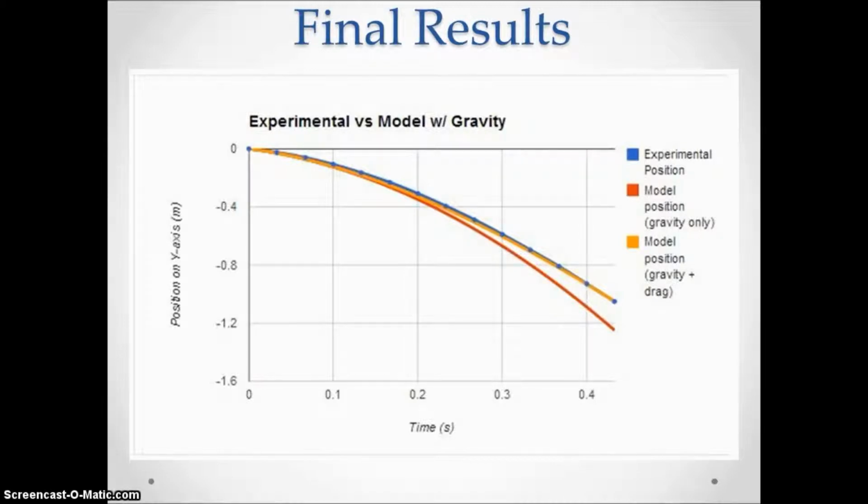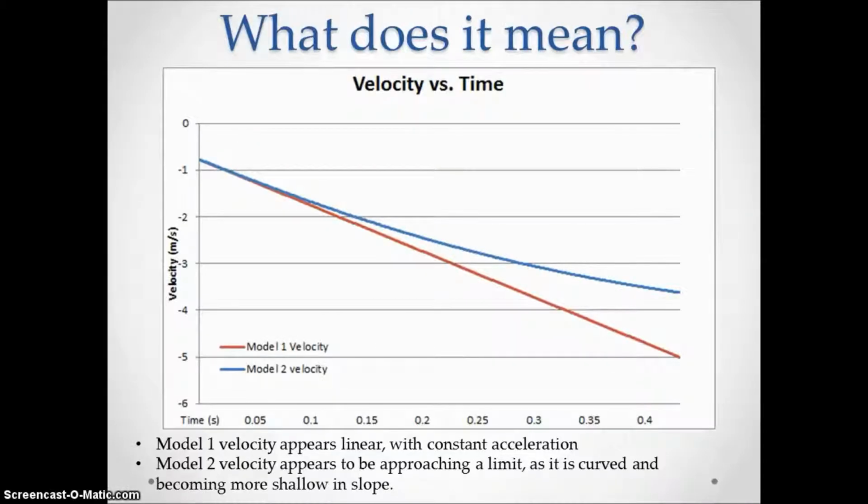While the model with only gravity fails to predict the position of the bee as the time elapses, the model with drag does a great job of predicting the position of the bee throughout the entire time interval. Here's a graph of velocity versus time of my models with and without drag. You can see that the velocity of Model 1 appears linear, with constant acceleration. There's nothing limiting the growth of the velocity with this model. Model 2 velocity appears to be approaching a limit, as it is curved and becoming more shallow in slope. This limit is likely terminal velocity. Because it is limited by drag, it approaches the maximum velocity at which an object can fall.